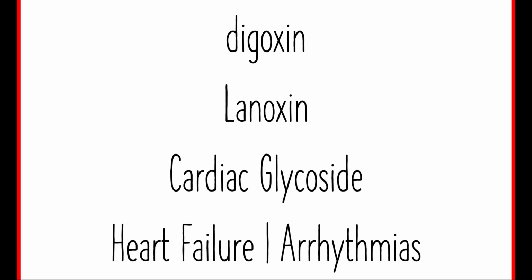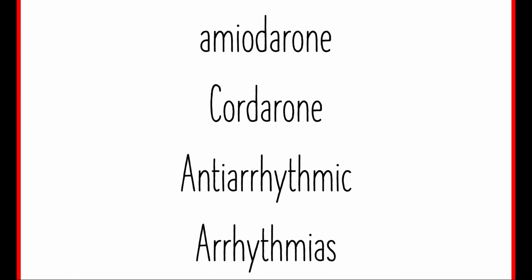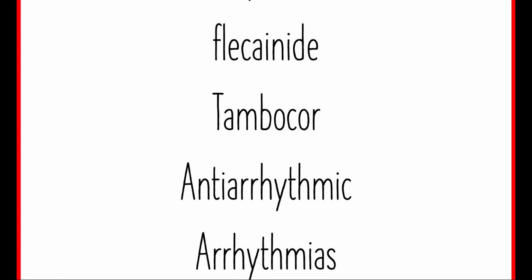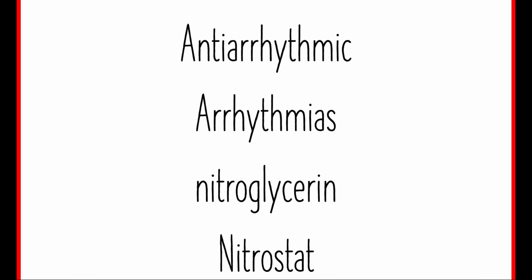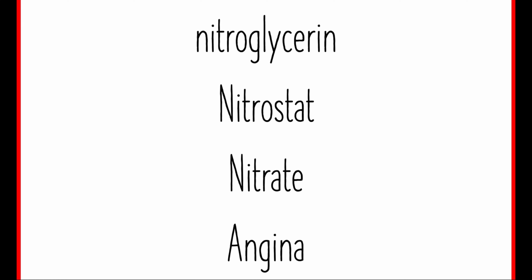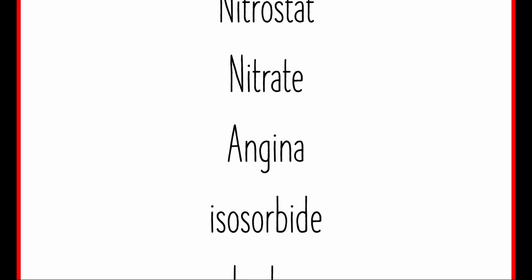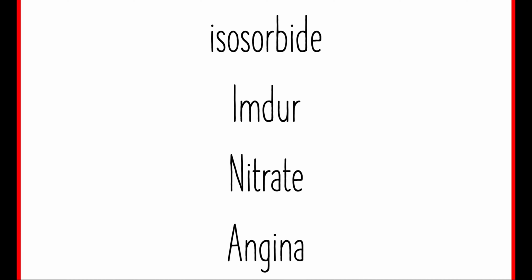Digoxin or Lanoxin is a cardiac glycoside for heart failure and arrhythmias. Amiodarone or Cordarone is an antiarrhythmic for arrhythmias. Flecainide or Tambocor is an antiarrhythmic for arrhythmias. Nitroglycerin or Nitrostat is a nitrate for angina. Isosorbide or Imdur is a nitrate for angina.